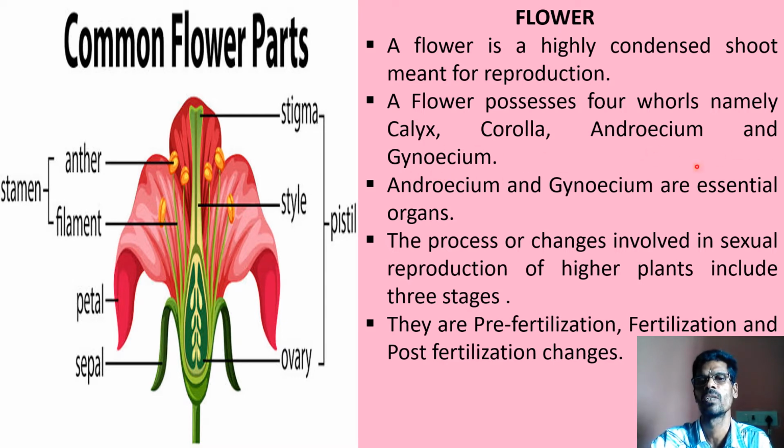Among these 4 whorls, androecium and gynoecium happen to be the essential organs. Essential organs in the sense they play straight away a role in the reproduction, and hence they are called as essential organs. The processes or changes involved in the sexual reproduction of higher plants include 3 stages, namely pre-fertilization changes, fertilization changes and post-fertilization changes.